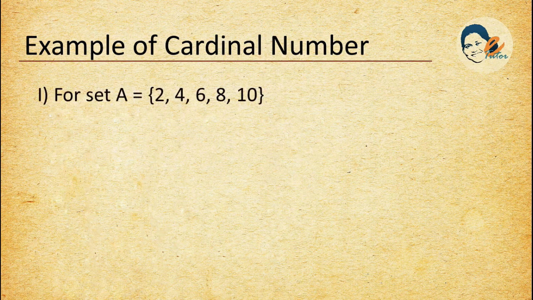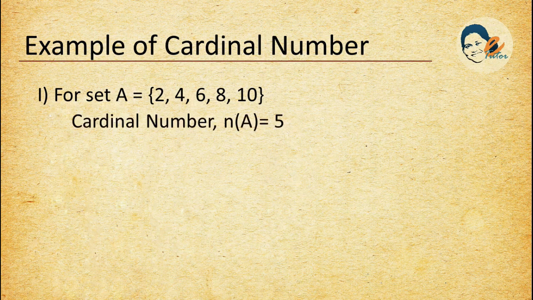First, the set A has elements 2, 4, 6, 8 and 10. So there are 5 elements. So the cardinal number of set A is equal to 5.